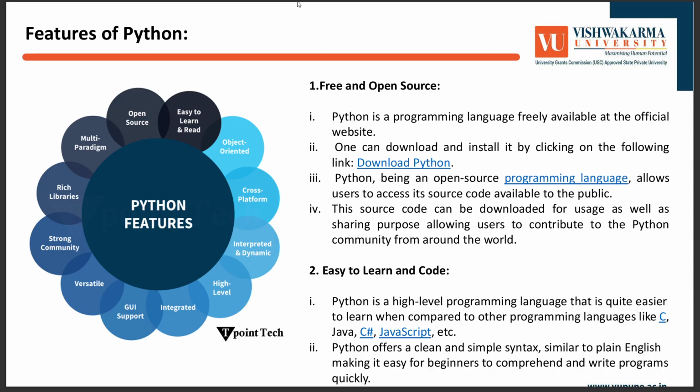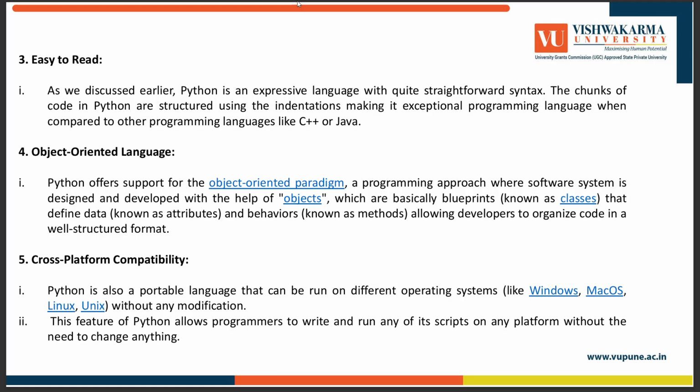Python is a high-level programming language that is quite easy to learn when compared to other programming languages like C, Java, C Sharp, JavaScript, etc. Python offers a clean and simple syntax similar to plain English, making it easy for beginners to comprehend and write programs quickly. Next, third, easy to read.